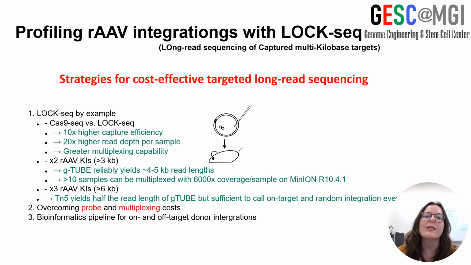I've shown you that in spite of the shorter read lengths we get with Tn5, they're still long enough to call imprecise knock-in events. Next, we're going to go over a couple of hacks to overcome some of the costs associated with probes and multiplexing for LOCK-seq.